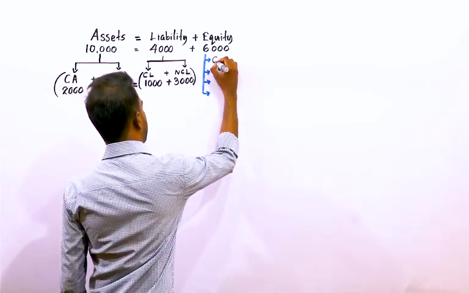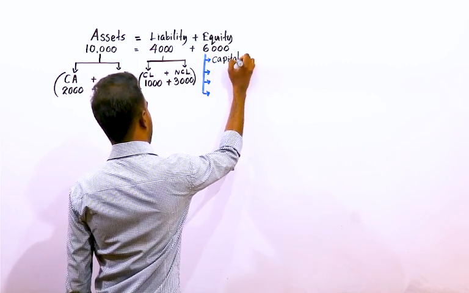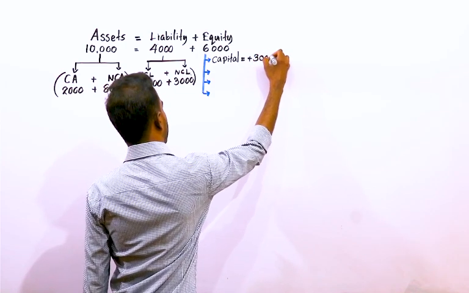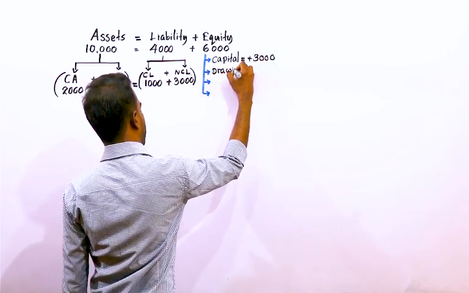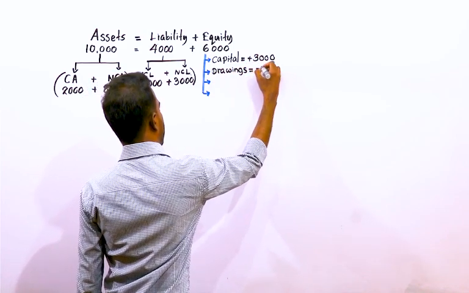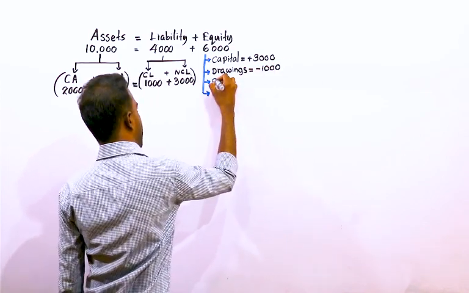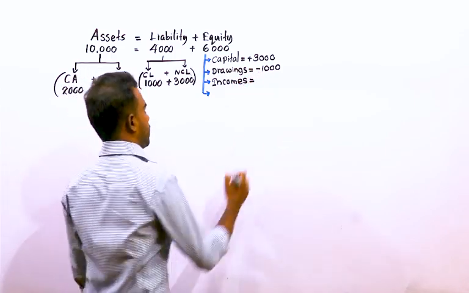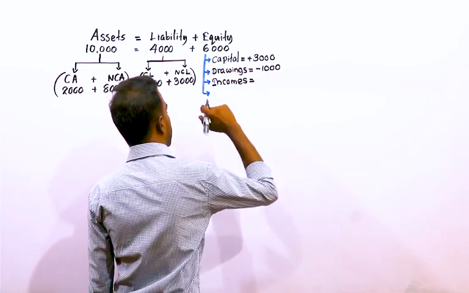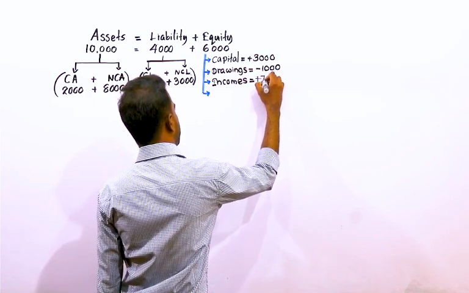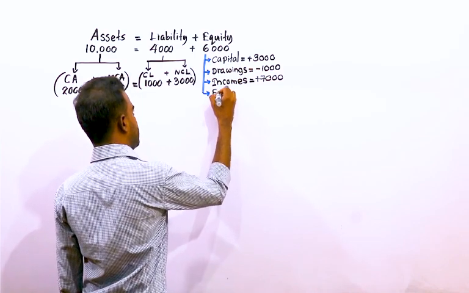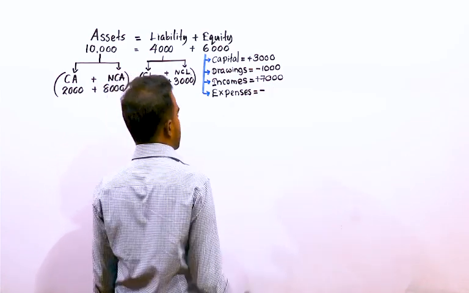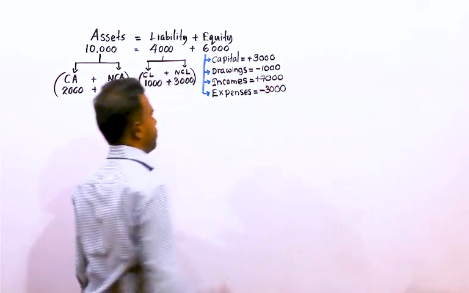Okay. Capital increases the equity. Let's assume 3,000, and drawings, let's assume 1,000, and incomes, let's assume 7,000, and expenses, let's assume 3,000, right? Expenses are deducted from the equity.